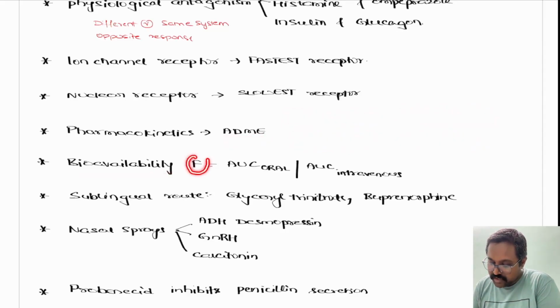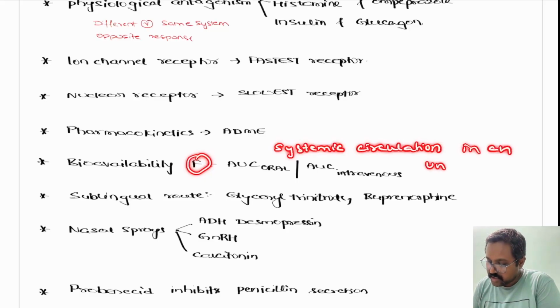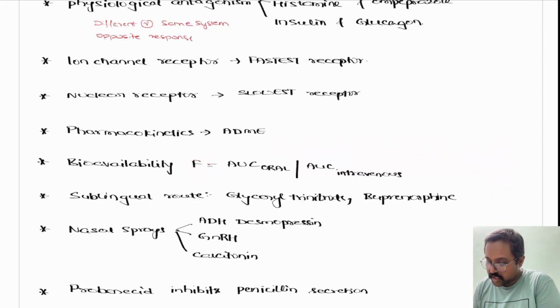So what do you understand by bioavailability? It is a fraction of the drug which gets into the systemic circulation in an unchanged form. So this is the definition of bioavailability. How is it represented? Formula: area under the curve for oral divided by area under the curve for intravenous route.